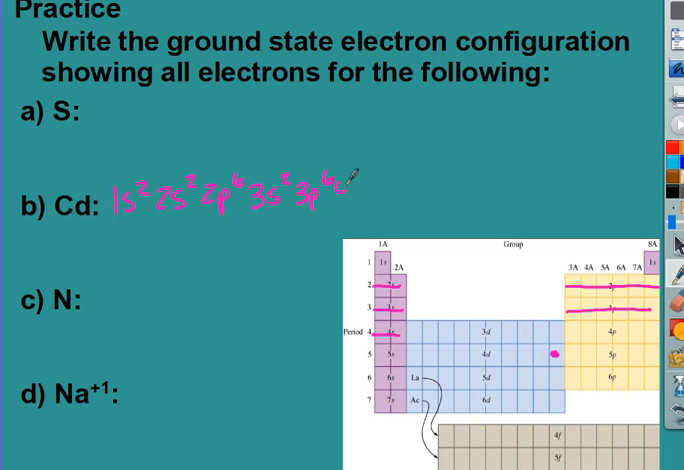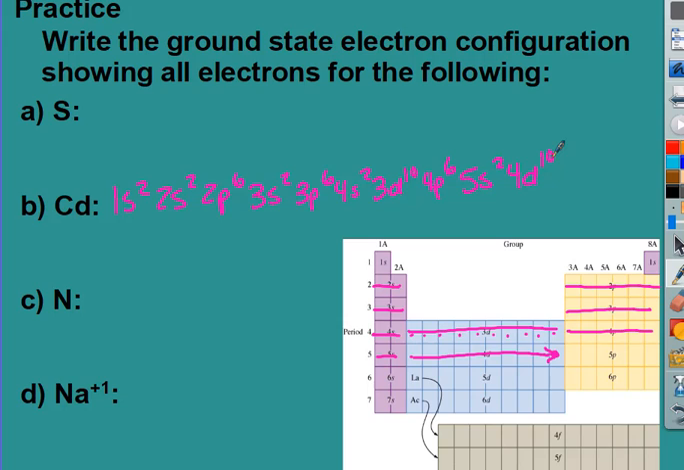then the 4s, the 3d, and d can hold 1, 2, 3, 4, 5, 6, 7, 8, 9, 10. So 3d10, then the 4p, then the 5s, and finally 4d, and I'm going to stop at cadmium, which is 4d10.